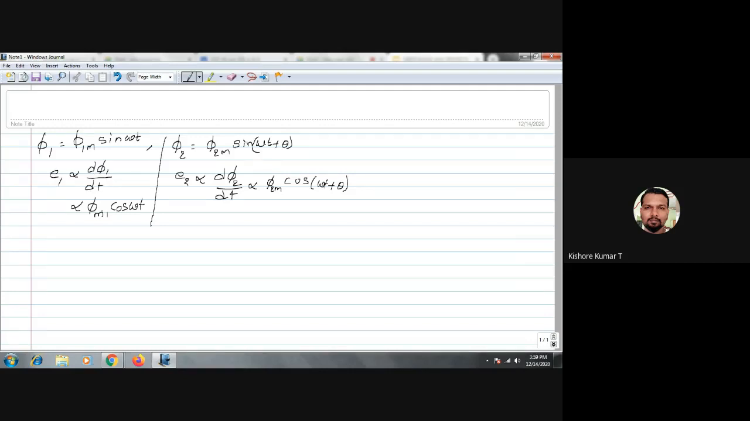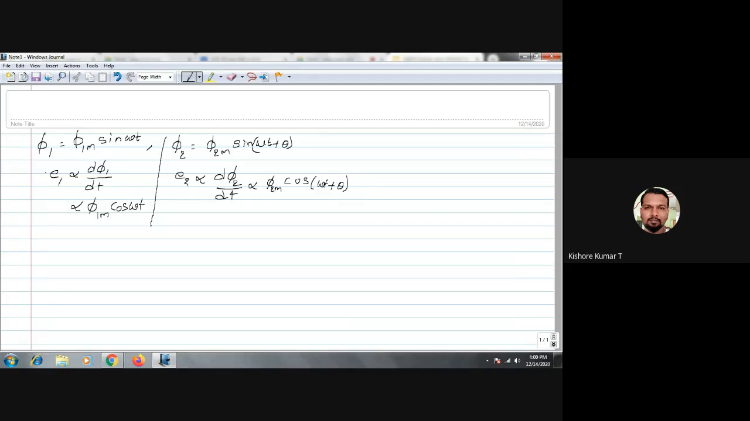So thereby you will get E1 proportional to phi 1m, the maximum value of flux corresponding to phi 1, into omega t. And similarly, phi 2 will induce E2 in the disk, which is proportional to d phi 2 by dt, and it is proportional to this value.